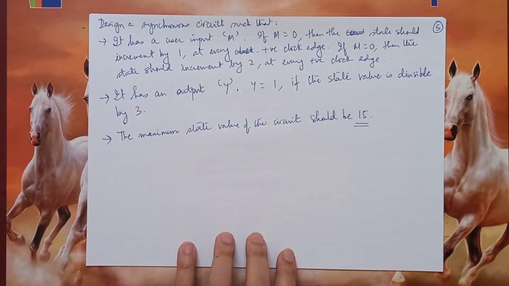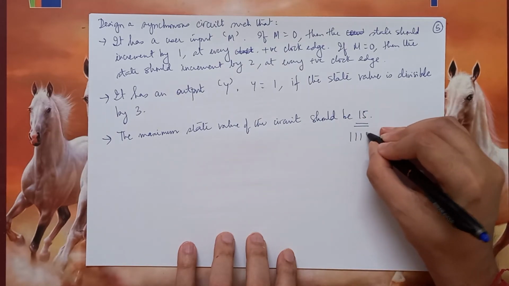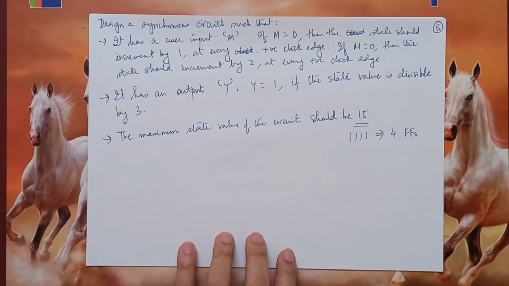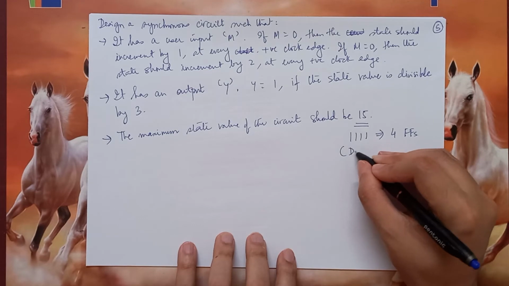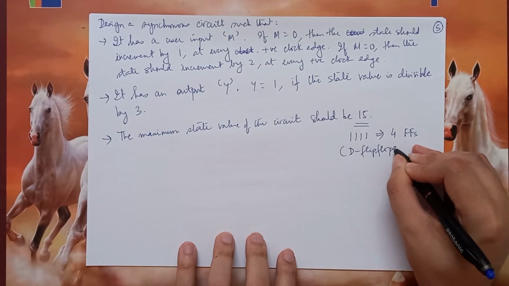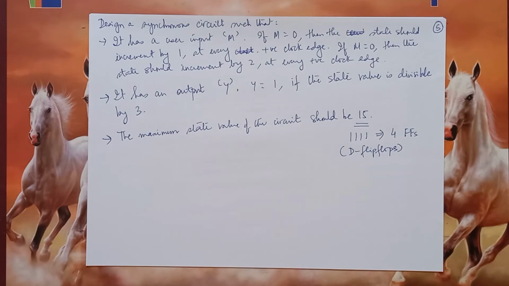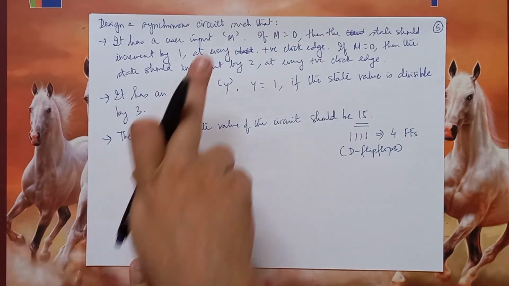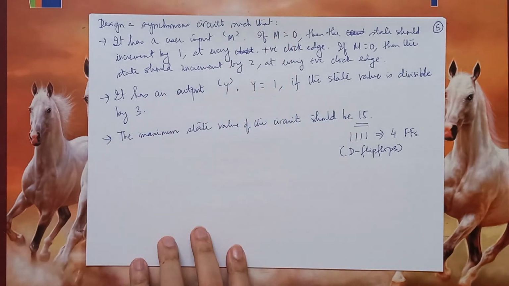So if the maximum state value of the circuit is 15, in binary that is 1 1 1 1. That means we need 4 flip-flops. Now what kind of flip-flop do you want to use? For this time, let us use D flip-flops. Now what we are noticing is that it has a user input M whose value governs whether the counter state will add by +1 or +2.